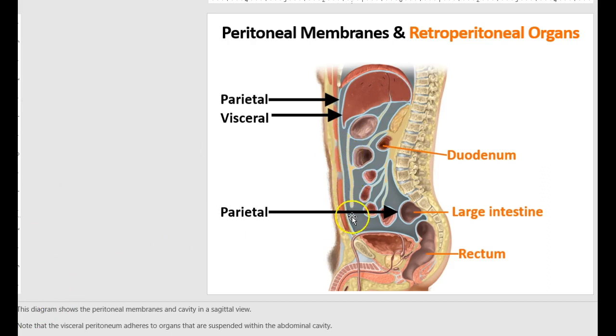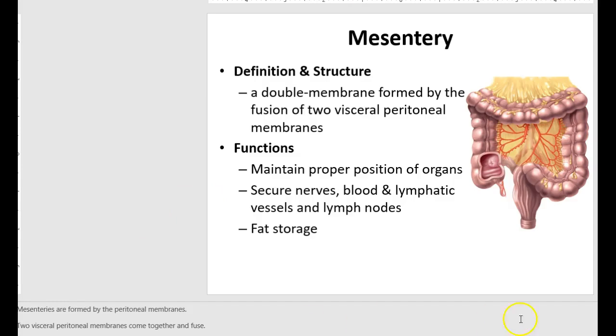Now, also shown in this diagram are some yellow structures that are known as mesenteries. Generically, anyway, they're called mesenteries. And what a mesentery is, is two visceral peritoneal membranes fused together.